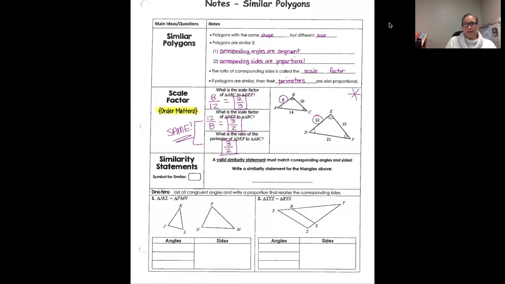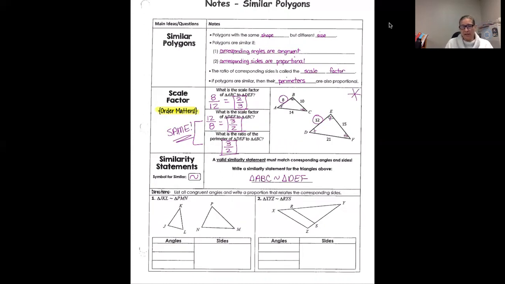Congruence and similarity are different. Congruence means exactly the same. Similar means just what it says, they're similar. The symbol for similar is just that wavy part that's on the top of the congruence symbol. A valid similarity statement must match corresponding angles and sides. Write a similarity statement for the triangles above. So I'm going 1, 2, 3, 1, 2, 3. So triangle ABC is similar to triangle DEF.